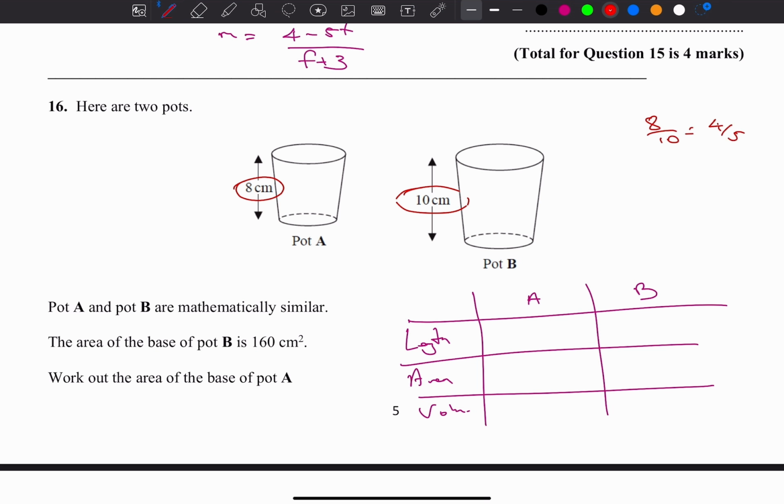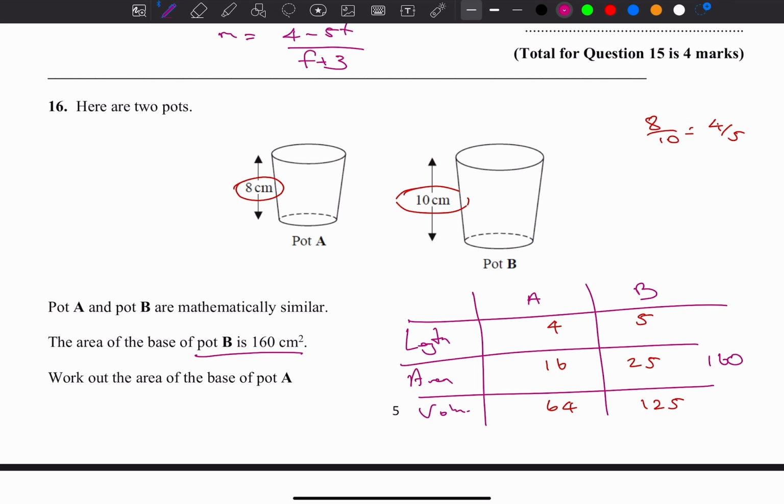4 over 5. So I can say length is about 4:5, which makes area 16:25, which makes volume 64. 4 cubed is 64, 5 cubed is 125. And what do I want? The area of pod B is 160. Area of B is 160.